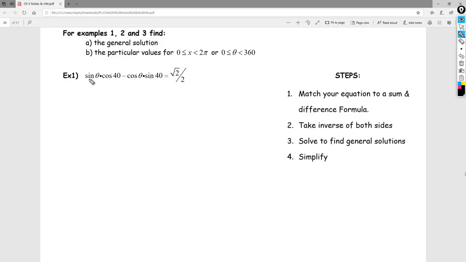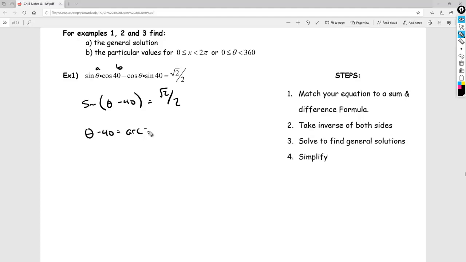So right off the bat, I see I have sine times cosine minus cosine times sine. So I know this is going to be a sine difference formula. So I have sine of, if I call this a and this b, then I know this is theta minus 40 is equal to root 2 over 2. Okay, so I'm going to do arcsine now of root 2 over 2, which is going to be pi over 4 and 3 pi over 4, plus or minus 2k pi, where k is an integer.